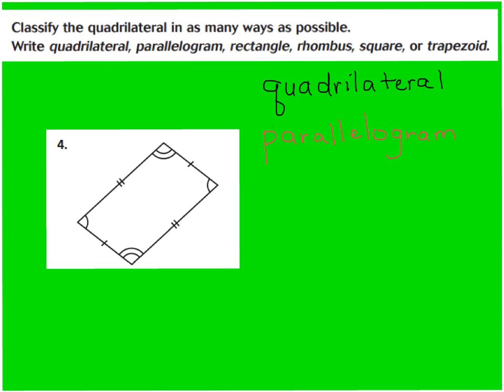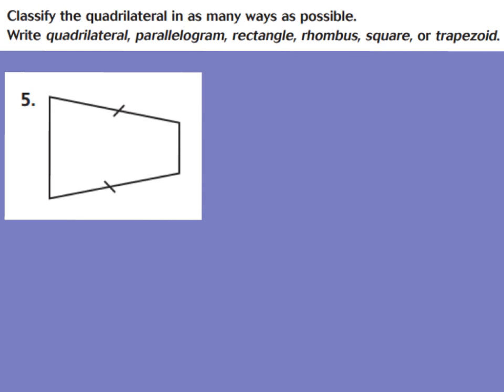However, we cannot classify this as a rectangle because to be a rectangle, even though it has 2 sets of parallel sides, all angles must be right angles. It's not a rhombus because it does not have 4 sides of equal length, so it's also not a square. It cannot be a trapezoid because there are more than 1 set of parallel lines. So there are only 2 choices for this one. Okay, go ahead and press pause as you work on number 5.